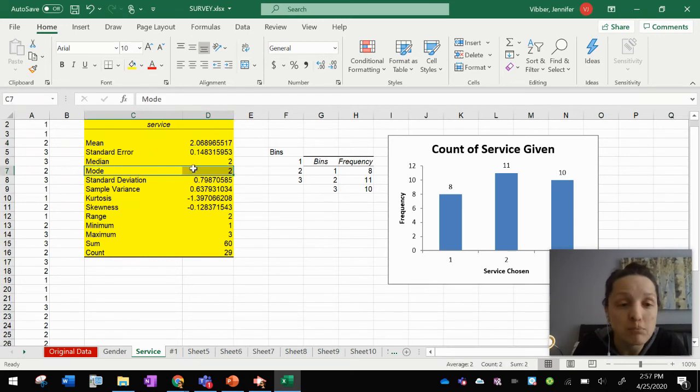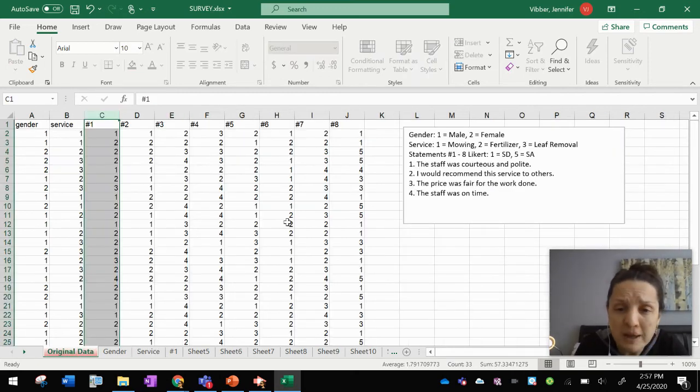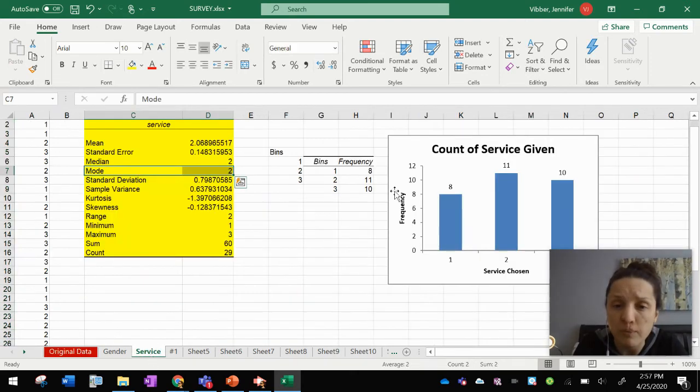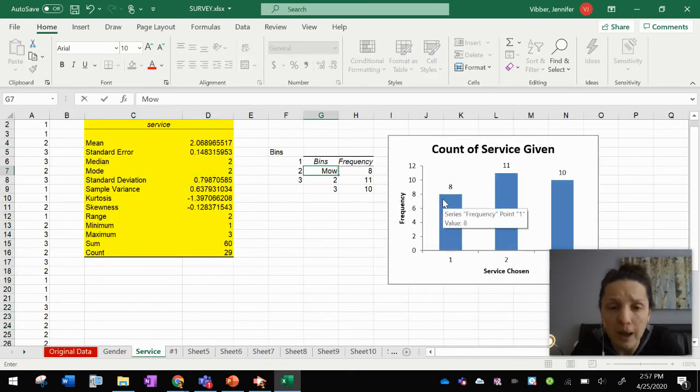Now, the fact that the mode is 2 is helpful. So the most often service performed was choice 2. But beyond that, these descriptive statistics, really not that helpful to me. So I'm going to go back here and remember what my services were: mowing, fertilizer, and leaf removal. And I'm going to come over here and add them to the bins.